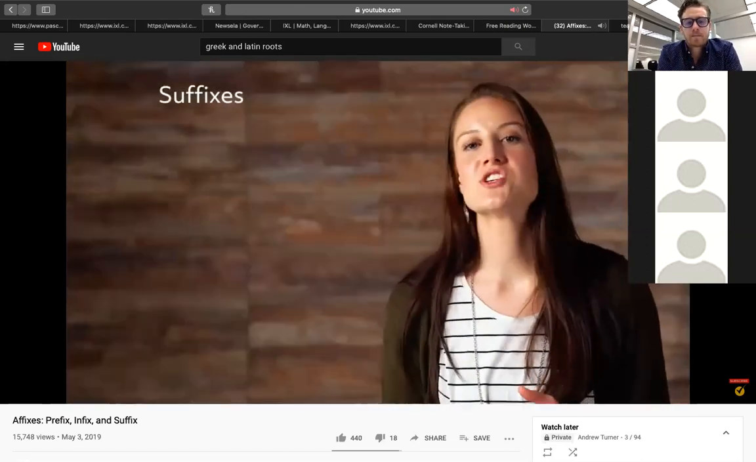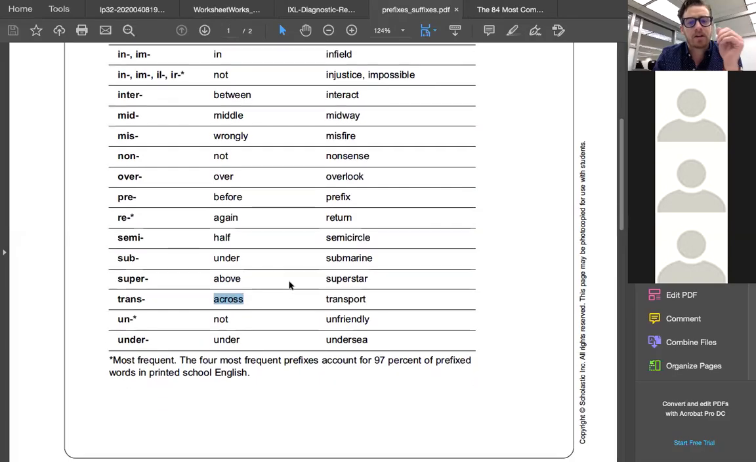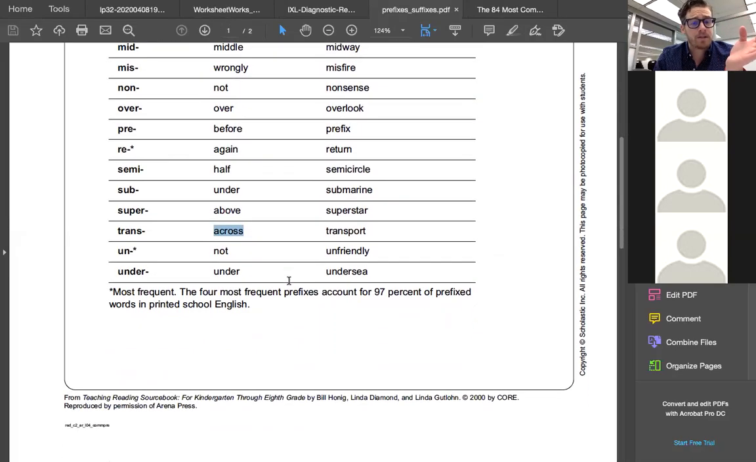Now that you have a good idea of what a prefix is, let's talk about suffixes. So where are the suffixes? After a word. After the word. So that's what I'm thinking, after a word. I'm going to go right back to this section and look.